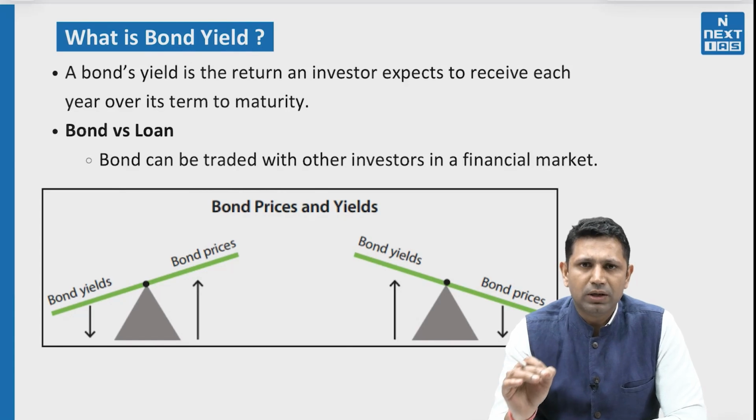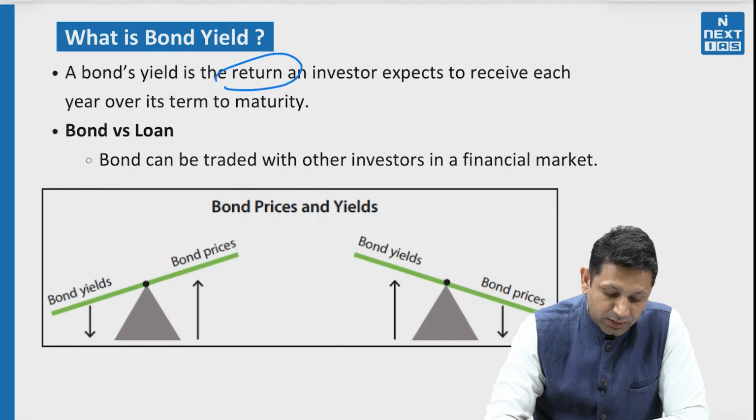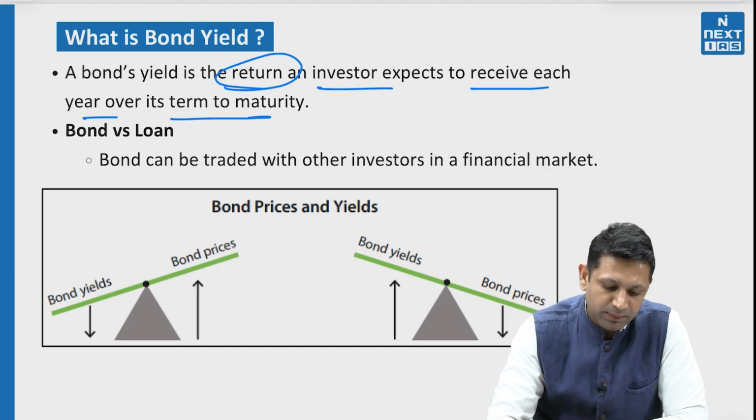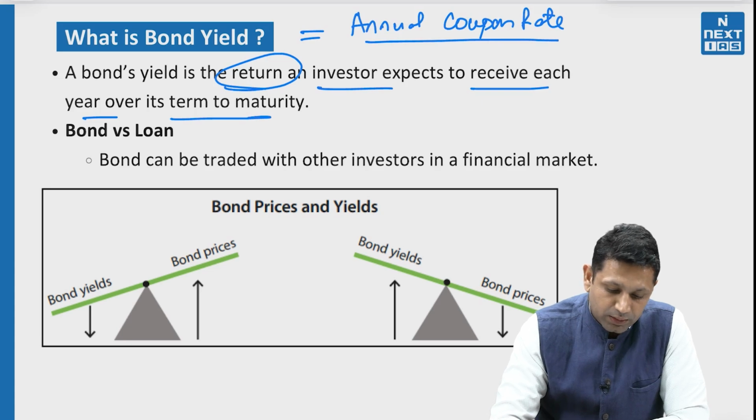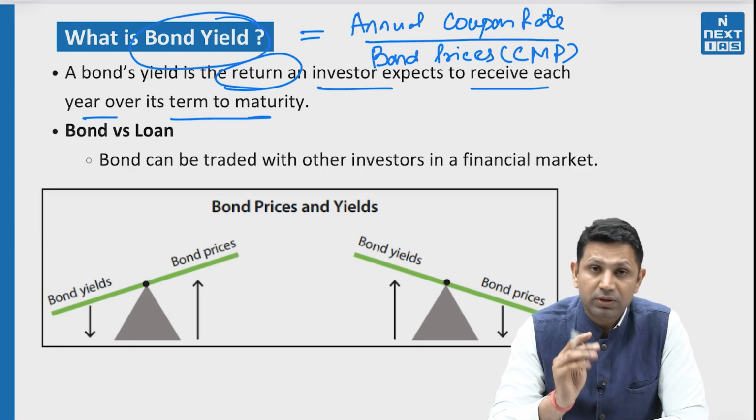Now coming back to the main topic, that is bond yield. What is bond yield? Bond yield is the return an investor expects to receive each year over its term of maturity. Now if we go for the mathematical formula, the bond yield is equal to the annual coupon rate divided by the bond price, that is the current market price. So based upon the current market price, what return you are getting is known as bond yield.